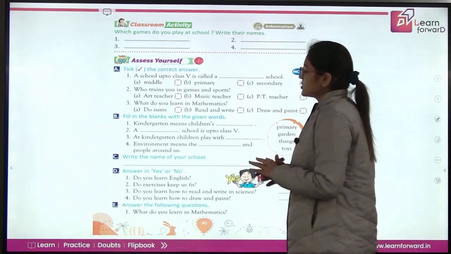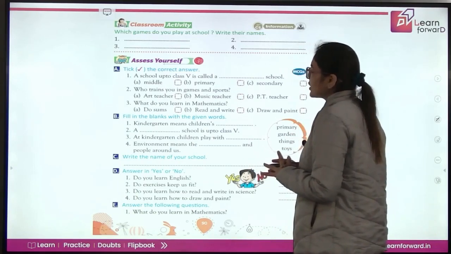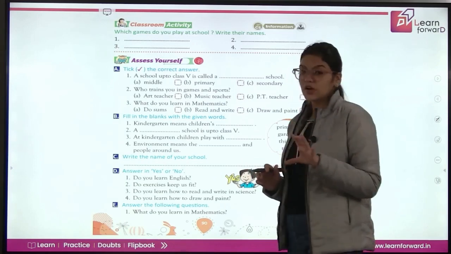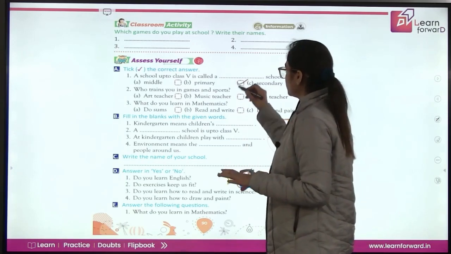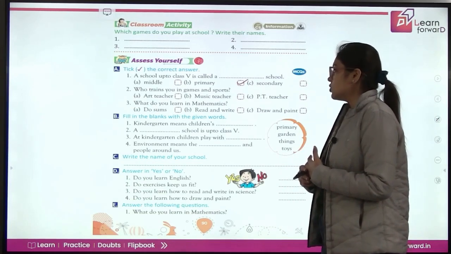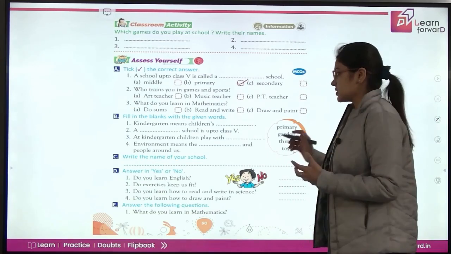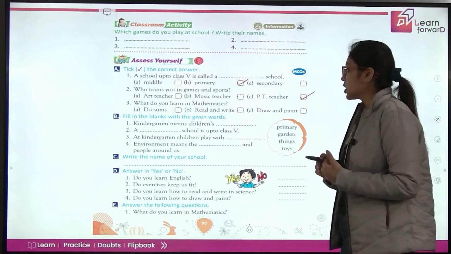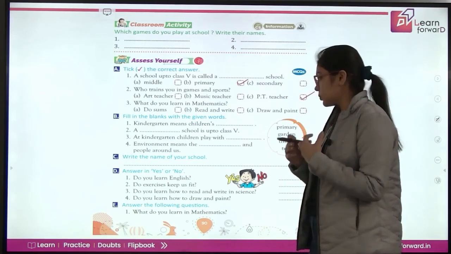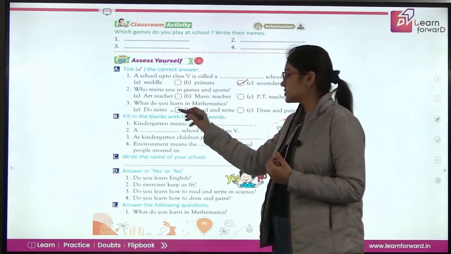Assess yourself. Take the correct answer first. A school up to class 5 is called a dash school. So a school up to class 5 is known as primary school. Second, who trains you in games and sports? So a PT teacher trains us in games and sports. What do you learn in mathematics? We learn to do sums, that is your basic calculations in mathematics.